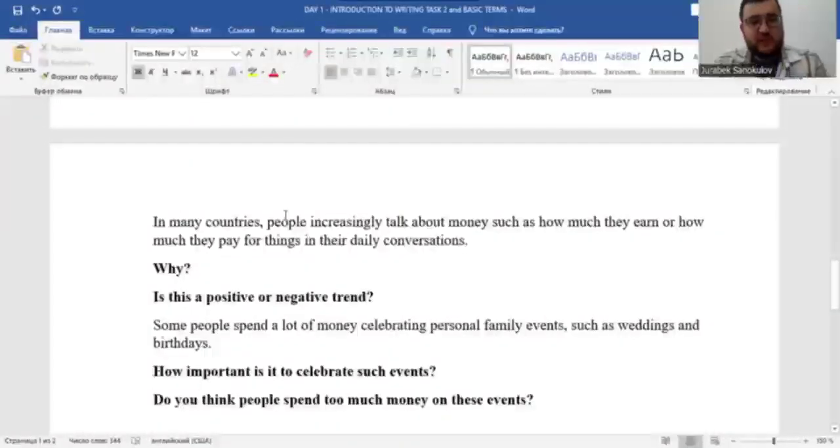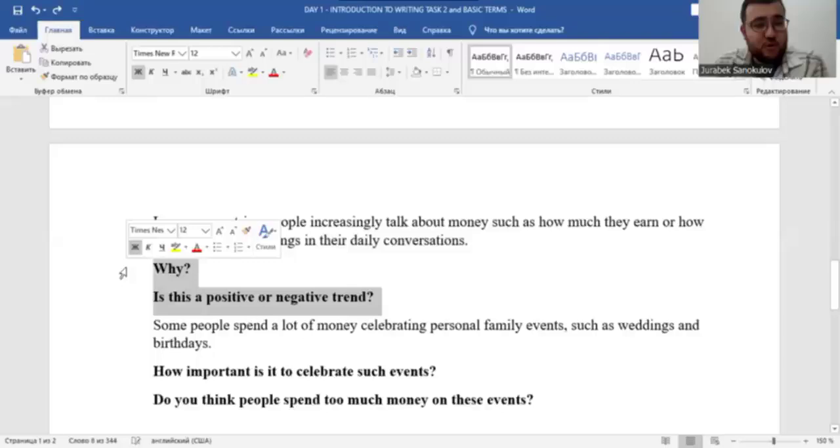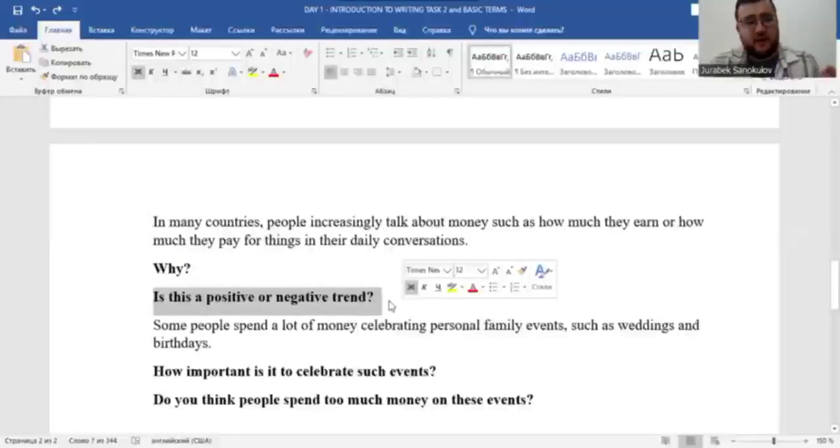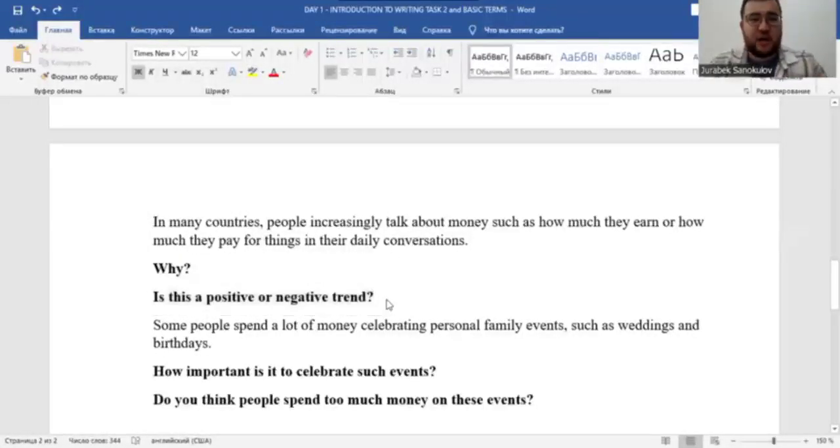In many countries, people increasingly talk about money, such as how much they earn or how much they pay for things in their daily conversations. Why is this a positive or negative development? Actually, this is a two-part question. Two questions, or double questions, because you're dealing with two questions. It's asking for the reasons, and it's asking whether it's a negative or positive development. So you are dealing with two questions.